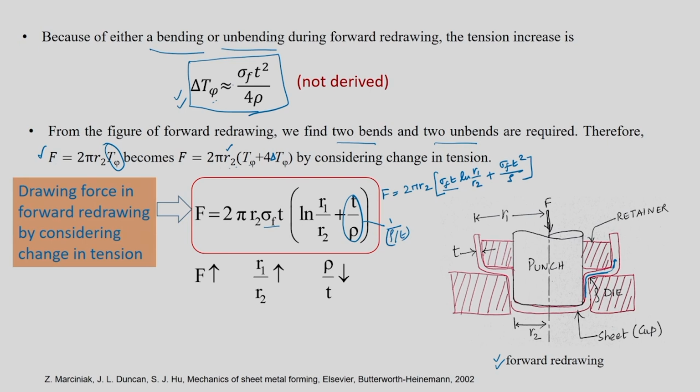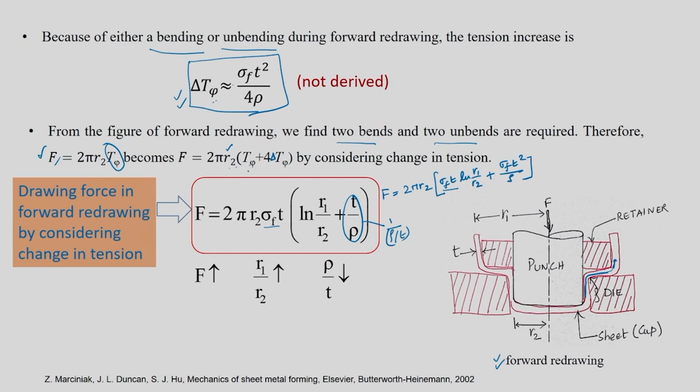Okay. So, because of bending and unbending during this particular process, there will be some change in tension, as a cumulative thing. It can be quantified by sigma f T square by 4 rho if you have either one bend or one unbend. Now, there are 4 such activities. So, 4 del T phi would be the right additional term to this F. That is why it is going to become 2 pi r2 T phi plus 4 del T phi.